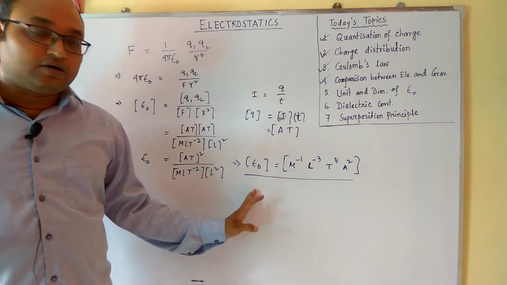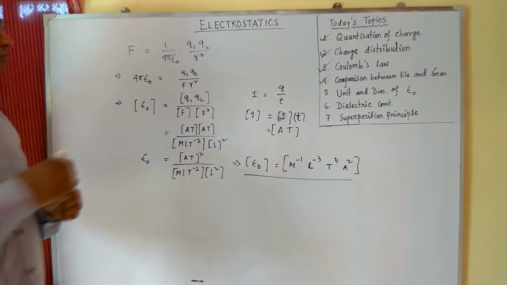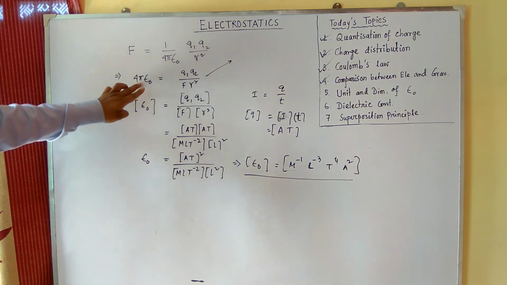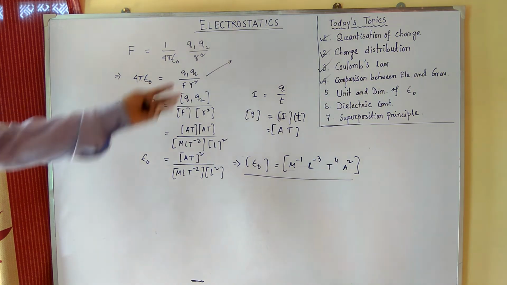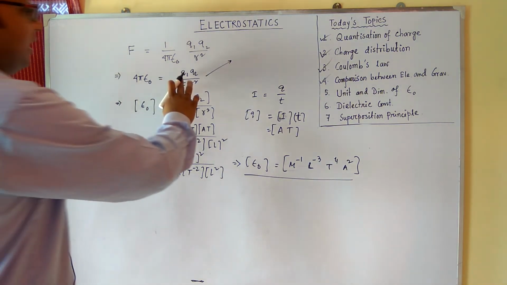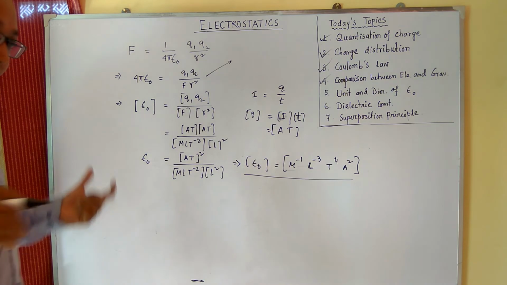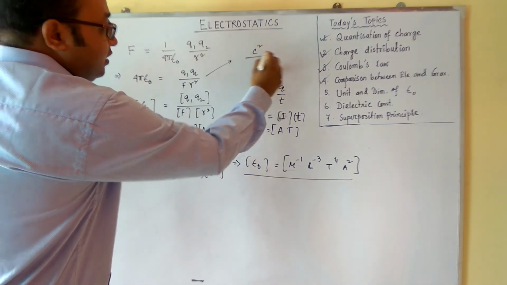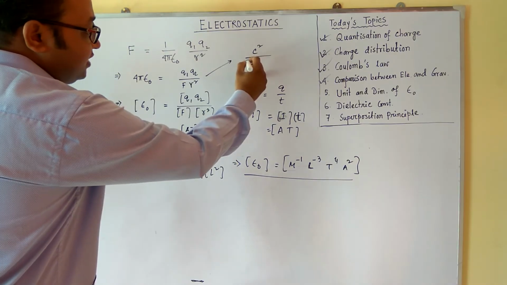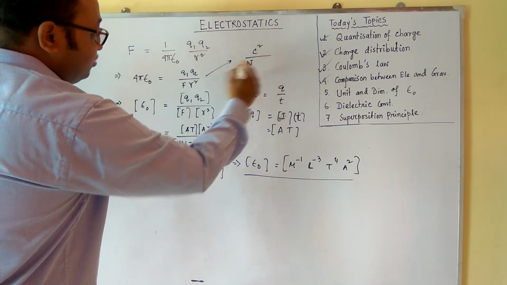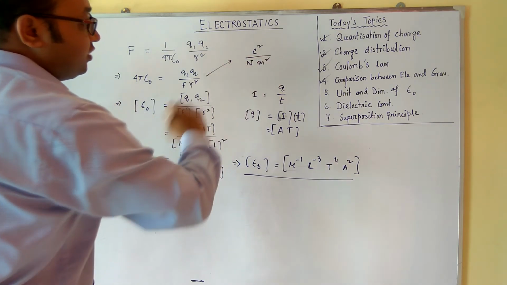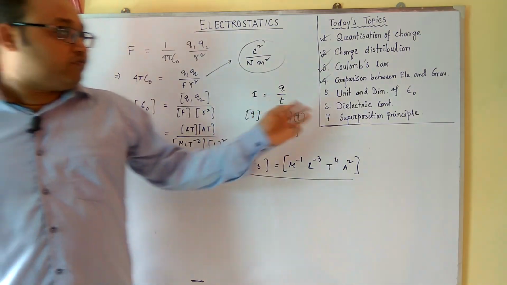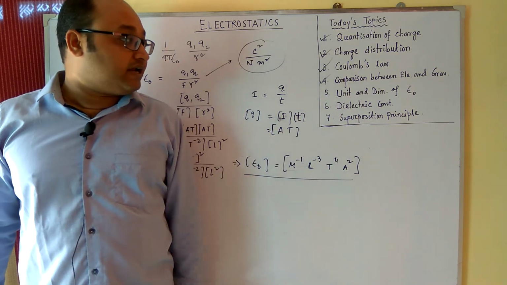Now I have to find out the unit of epsilon 0. From this equation you can find the unit of epsilon 0. This 4 pi has no unit, so I am determining the unit of epsilon 0. As we know that in the SI system the unit of charge is Coulomb, so it is Coulomb square divided by the unit of force in SI system, which is Newton, so it is Newton per meter square. This is the unit of epsilon 0. Let's move towards the next topic, that is dielectric constant.